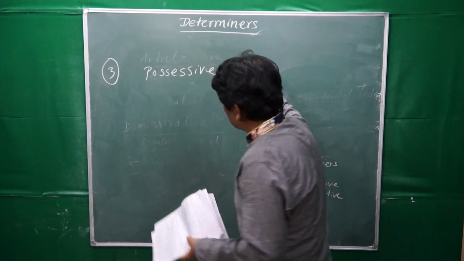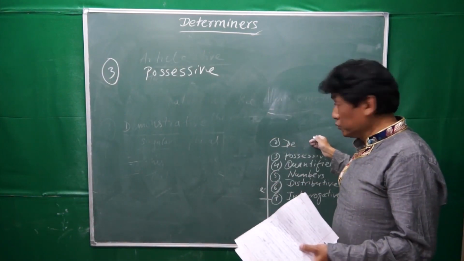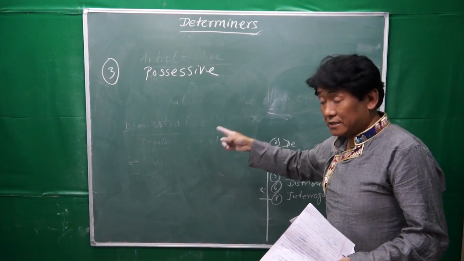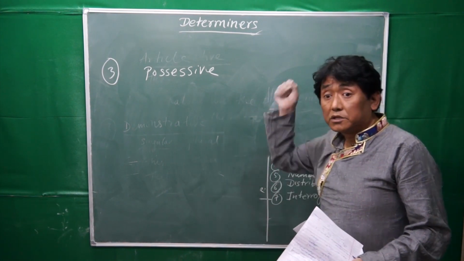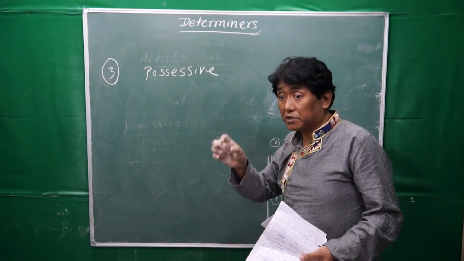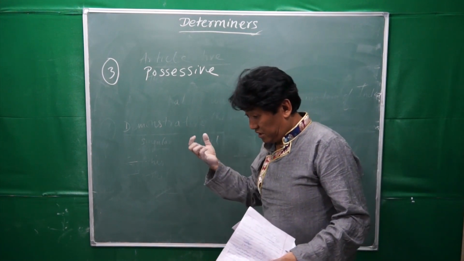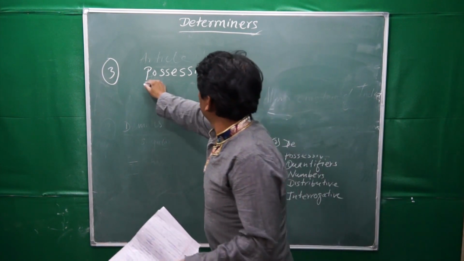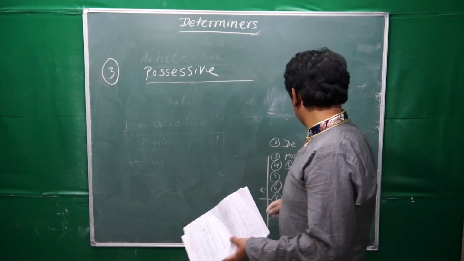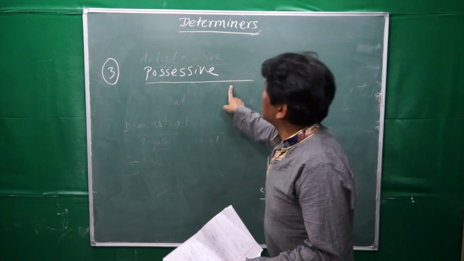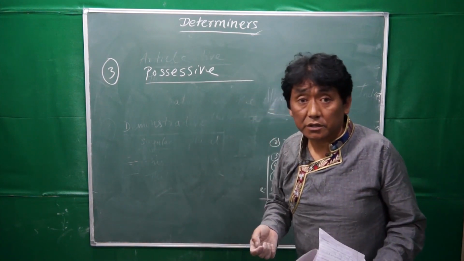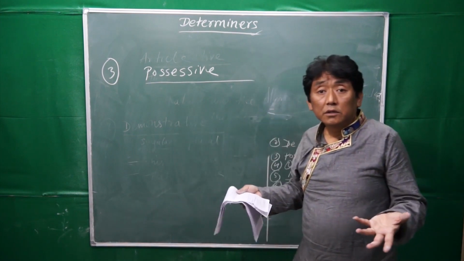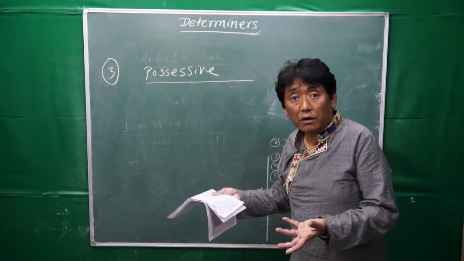Possessive determiner. You can see that number 2, demonstrative determiner: those, that, these, they all determine, they show something the noun can refer to, right? So in the same way, here we have possessive determiner. Possessive means it comes from possession, and it shows the ownership of a noun that we talk about.